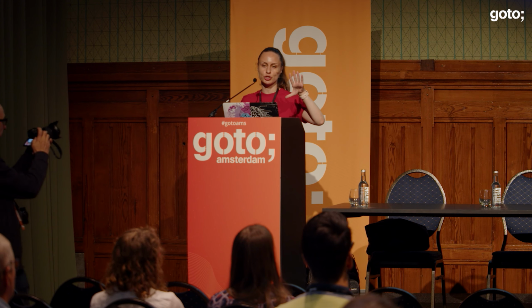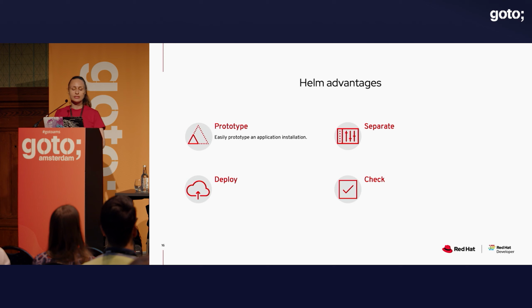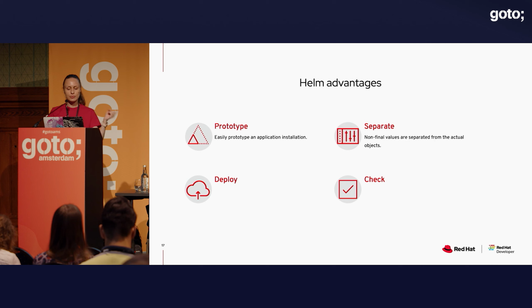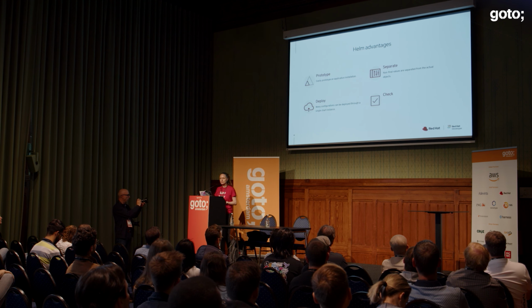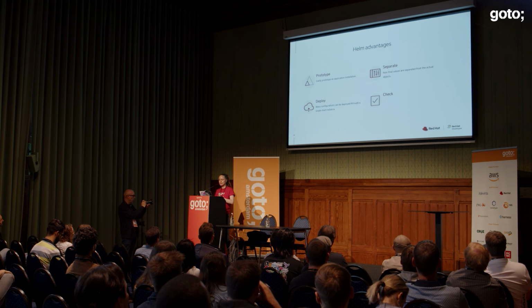But let's look at some more differentiators for Helm, what makes it better beyond the templates and the separation of concerns. What makes Helm so great is the fact that it gives you the ability to easily prototype, like you saw earlier. I can easily prototype an application installation. I can separate the non-final values in the values.yaml from the actual objects. I can deploy those many configurations from the landmark, quite a lot. They were deployed in a single chart instance, so I had 2 applications, if you want to think about it, one stateful, the database, and the other one stateless, the microservice, deployed in a single chart instance.